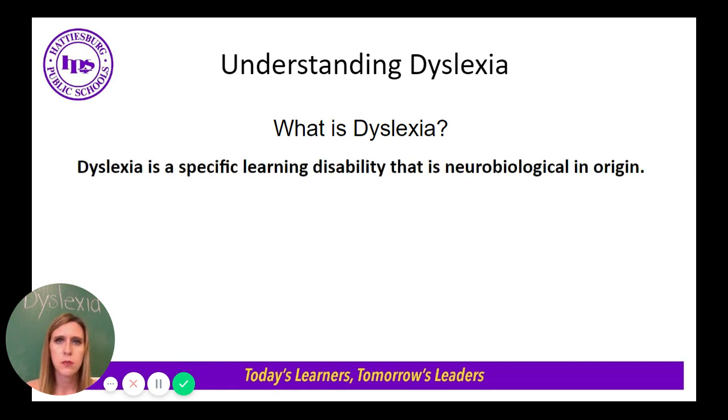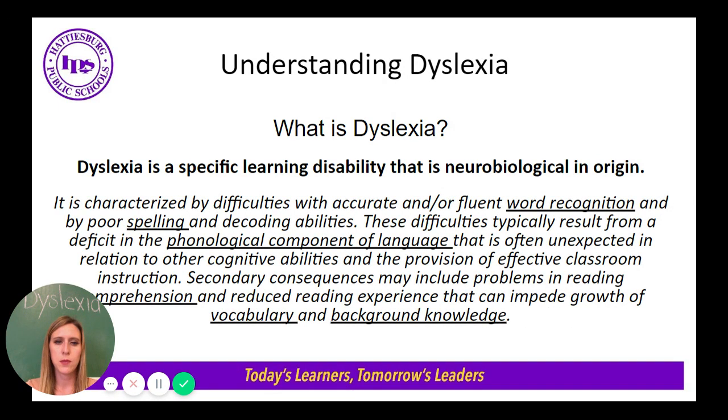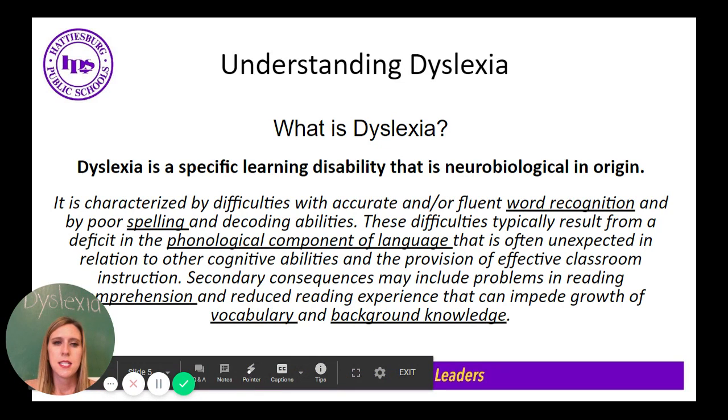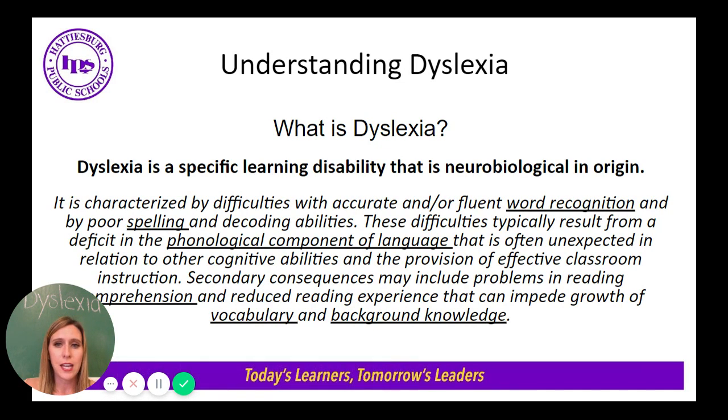A basic definition can be described as dyslexia is a specific learning disability that is neurobiological in origin. Now, to go a little further into that, the International Dyslexia Association has given a much deeper definition. Dyslexia is characterized by difficulties with accurate and/or fluent word recognition and poor spelling with decoding abilities. These difficulties typically result from a deficit in the phonological component of language.